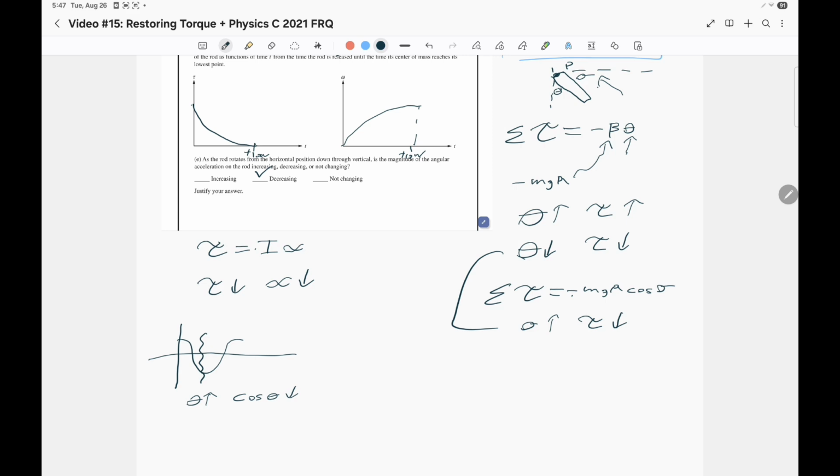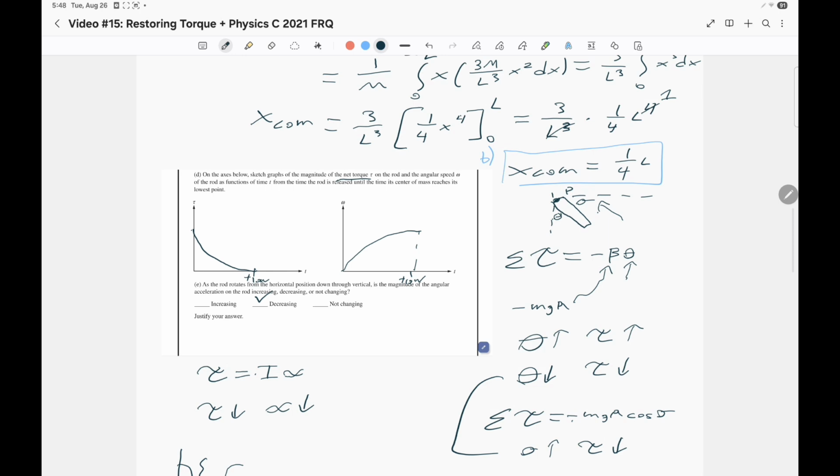Either way, as the angle to the horizontal increases, or alternatively, the angle to the vertical decreases, the torque will decrease. The net torque will decrease either way you look at it. So no matter what way you look at the question, you will get the same answer. If you want to say cosine sigma, go ahead. Doesn't matter what you call it, but for sake of justification, that is why it's decreasing.